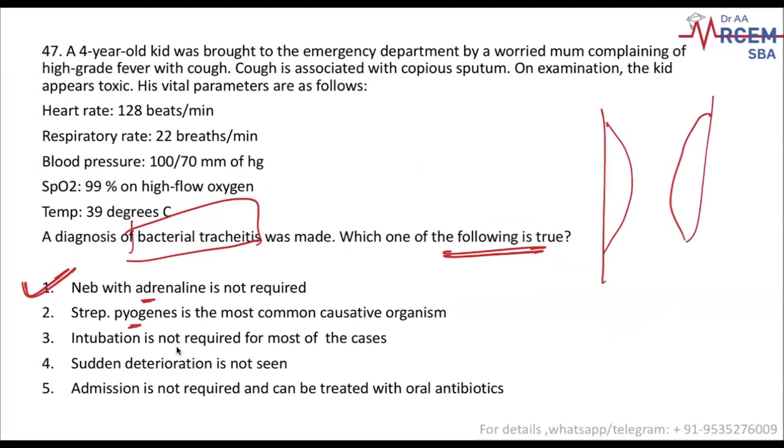Strep pyogenes is the most common causative organism? No, that is not the right one. Sorry, Staph aureus is the most common organism which causes bacterial tracheitis. Intubation is not required in most cases? No, most cases require intubation. Deterioration not possible? It's very likely possible.